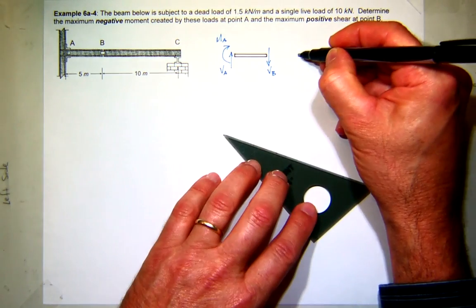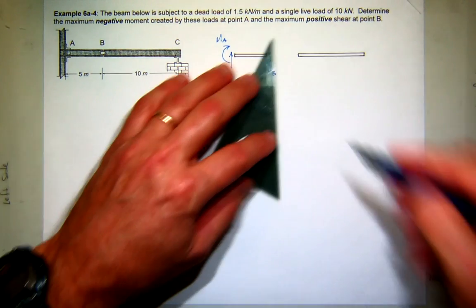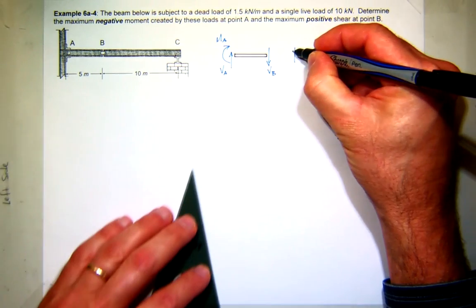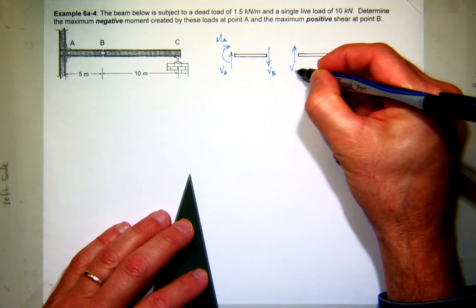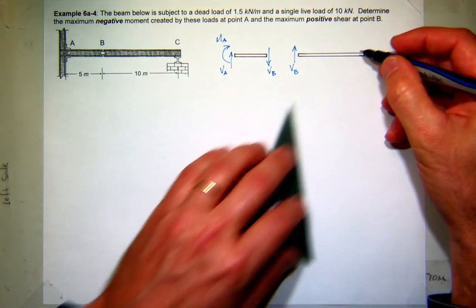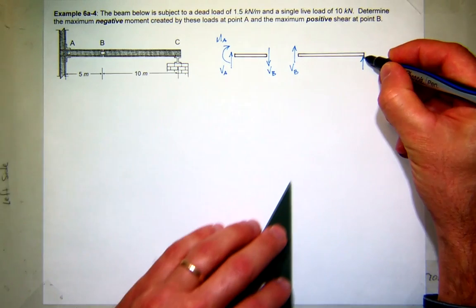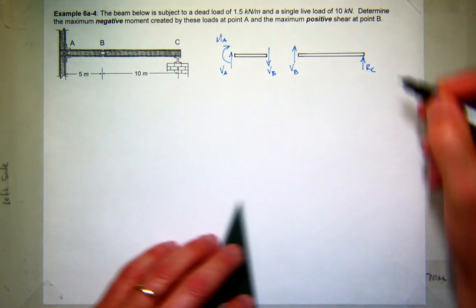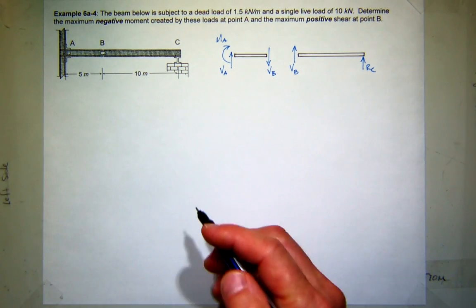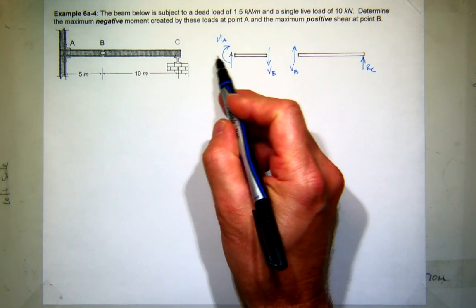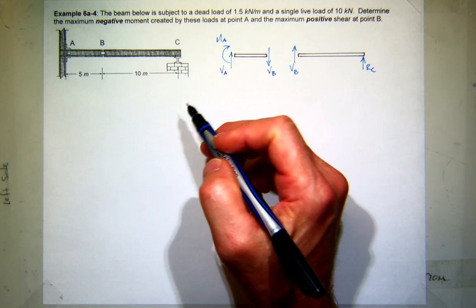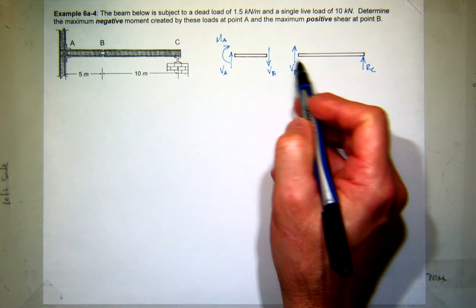I just want you to be able to visualize all this. So there's the positive shear at B on that piece. And then over here at C, there's a reaction. You see all the components? Now I left off the axial force here. But there would be axial forces. There would also be here, but we're not going to worry about those.